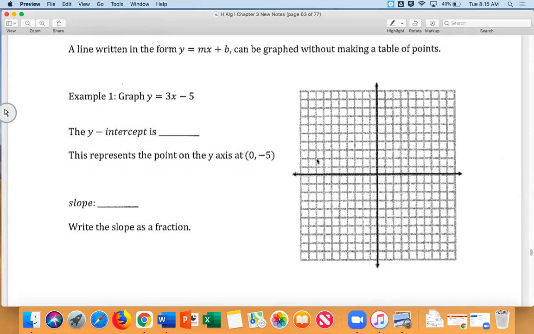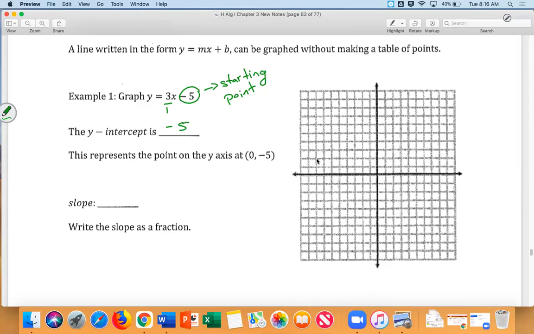So a line written in the form y equals mx plus b can be graphed without making a table. So example, y equals 3x minus 5. First thing I want to do is make my slope, which is the number in front of x, a fraction. Now, this says the y-intercept is -5, meaning my starting point is my y-intercept. All right? And this is represented by the point on the y-axis, (0, -5).